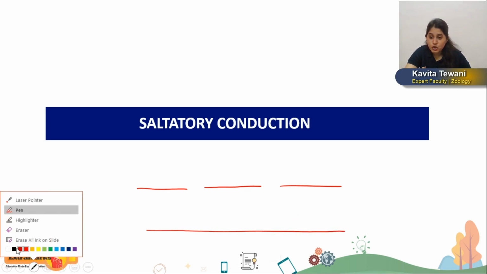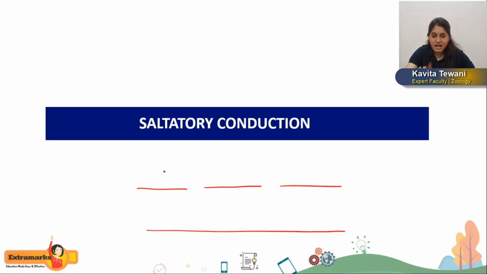So here we have nodes of Ranvier where the ion channels are exposed. These are ion channels. Okay, and we have myelin sheath also. So this is myelin sheath. Okay, and these are nodes of Ranvier where ion channels are exposed, although ion channels are present over all the membrane, but here they are exposed.